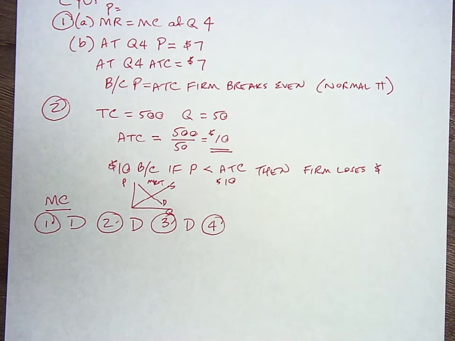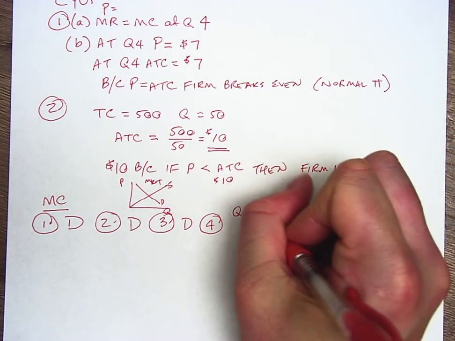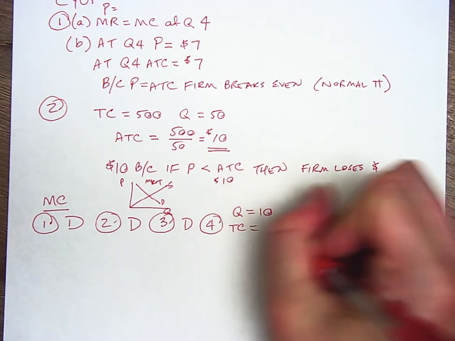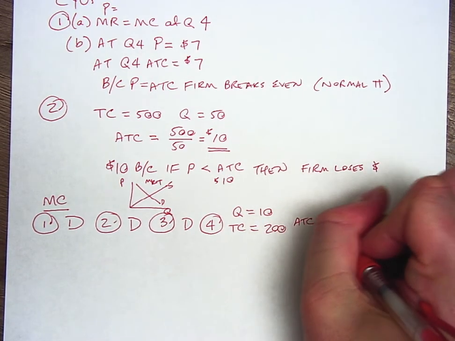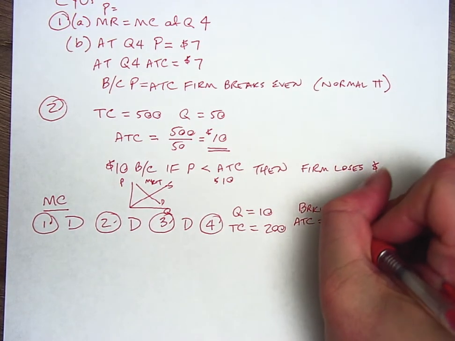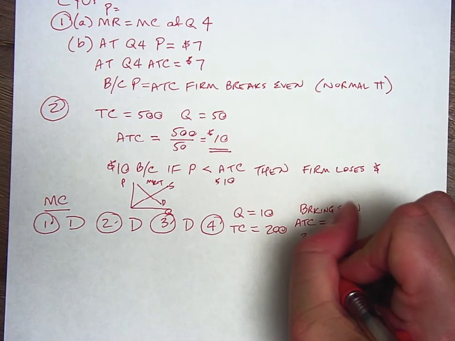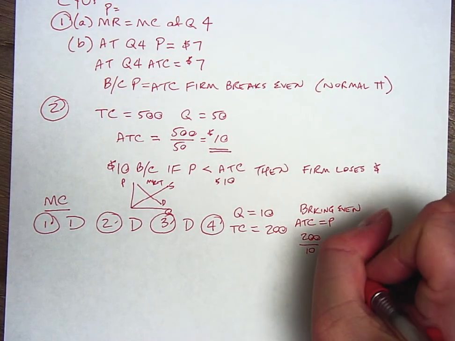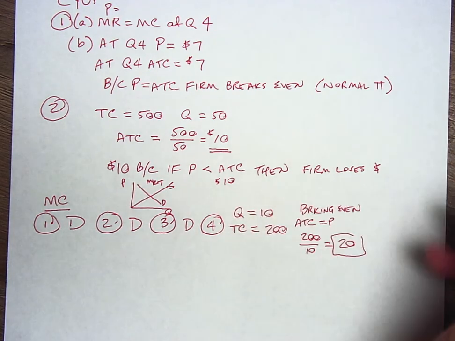Okay. Number 4. For this one, if a firm has a total cost of 200 and its profit maximizing output is 10, and it is breaking even, what is the market price? Okay, so then we know that, again, Q is equal to 10, TC is equal to 200, so we know that ATC and price have to be equal to each other because it's breaking even. So we just figure out, again, what's ATC. We go 200 over 10 is $20. And so the price has to be $20. So the correct answer for this one is C.